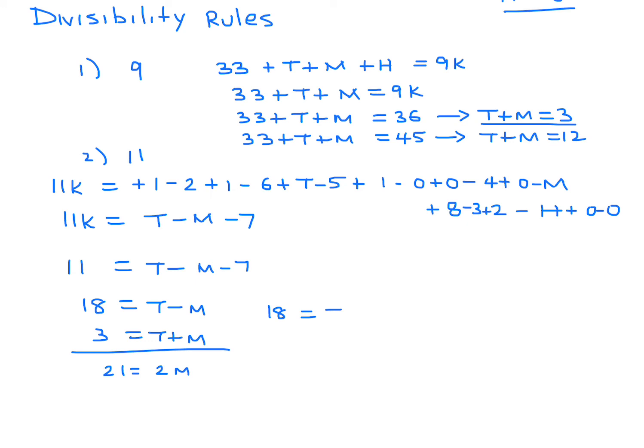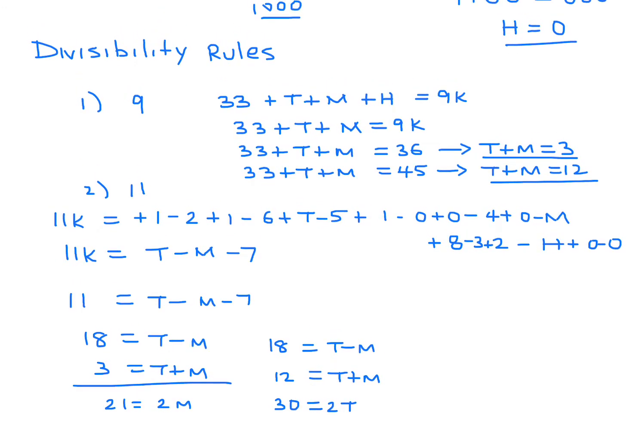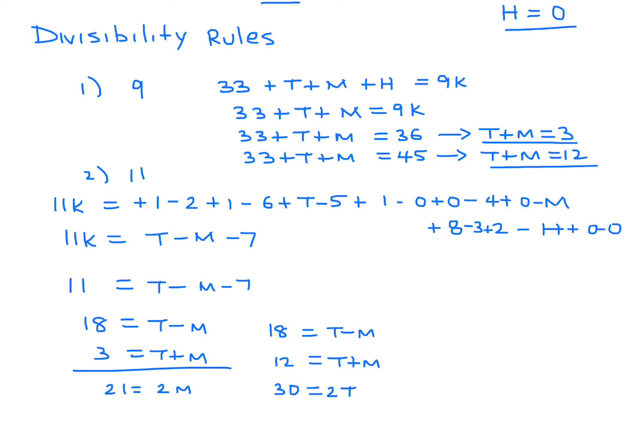Let's keep that 18 for t minus m, and now work with the other one: t plus m is equal to 12. This gives me 2t is equal to 30, so t is 15. It works in terms of an integer, but t has to be a digit between 0 and 9. Okay, so that didn't work. No problem. Let's try another multiple of 11. Well, what else can I try here? Maybe 0? I think 0 would work, wouldn't it?